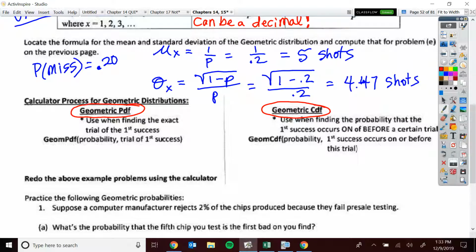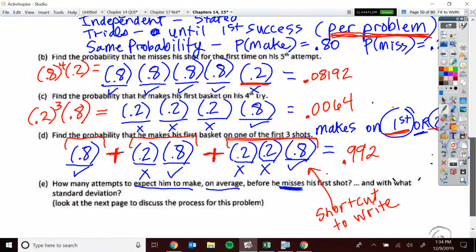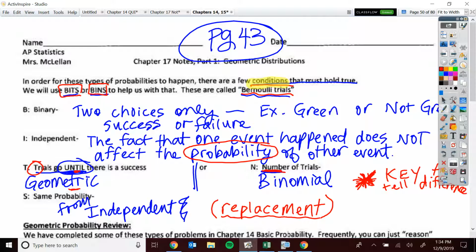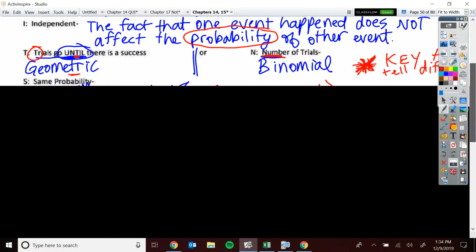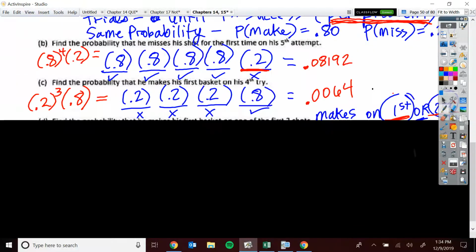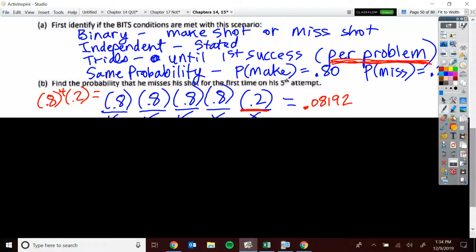So first thing I want to point out is that the P means in a particular place. It's a point estimate, like a particular place that success occurs. Geometric PDF, exact place of the first success. Okay, let's find that on our calculator and do that with our problem over here. Let's go to our little basketball player, and we want to do this first one, which is he misses for the first time on the 5th.